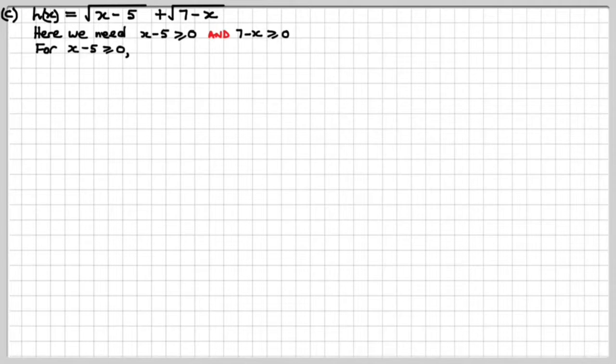Okay, so let's just work that out now. If we've got x minus 5 is greater than or equal to 0, we know that.